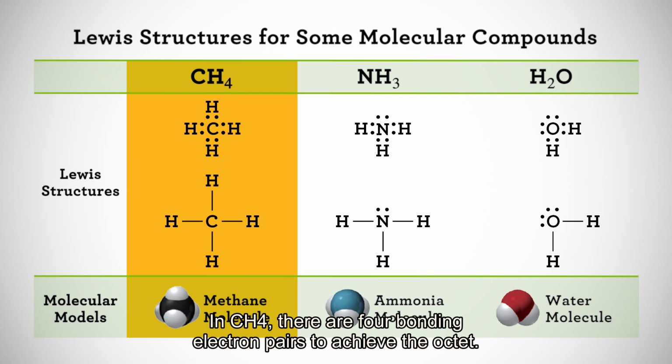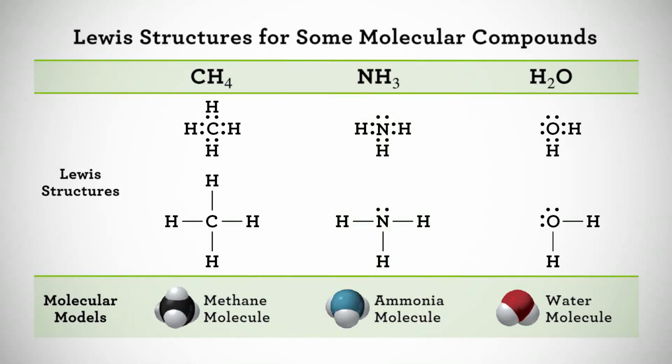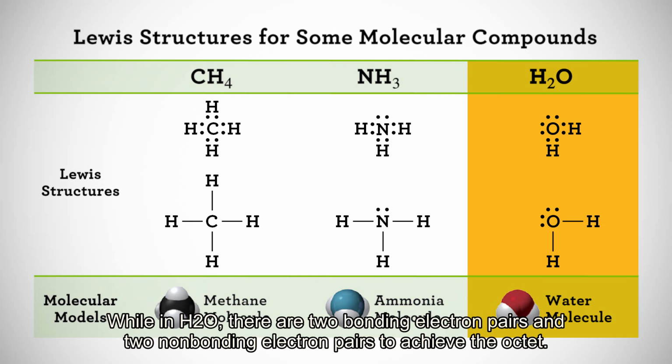In CH4, there are 4 bonding electron pairs to achieve the octet. In NH3, there are 3 bonding electron pairs and 1 non-bonding electron pair to achieve the octet. While in H2O, there are 2 bonding electron pairs and 2 non-bonding electron pairs to achieve the octet.